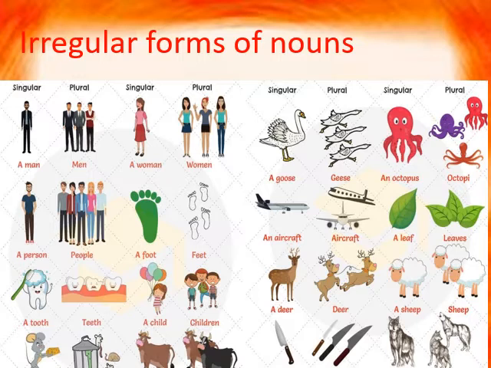Next, a foot. If you keep 1 foot, then you call it foot. F-O-O-T, foot. If you keep both the feet, then you call them feet. F-E-E-T, feet. Here, F-O-O-T, foot. In the plural form, O is removed and written as double E, that is F-E-E-T, feet.